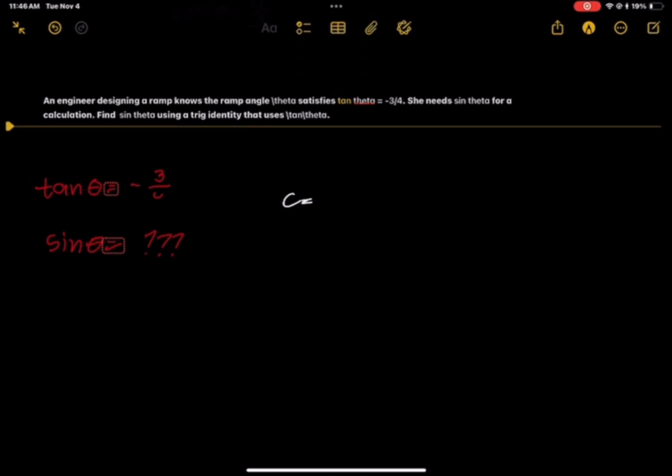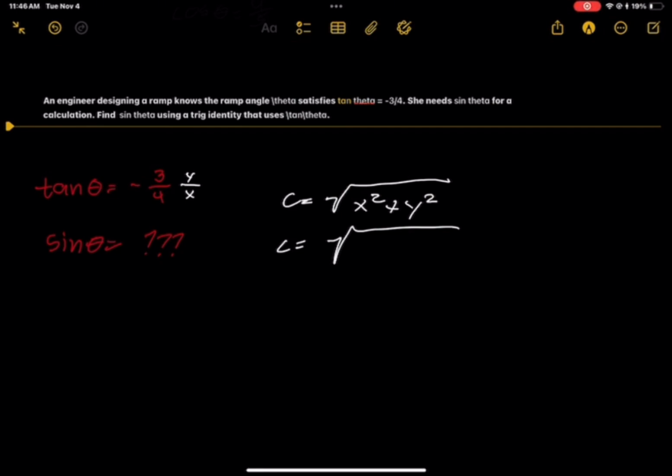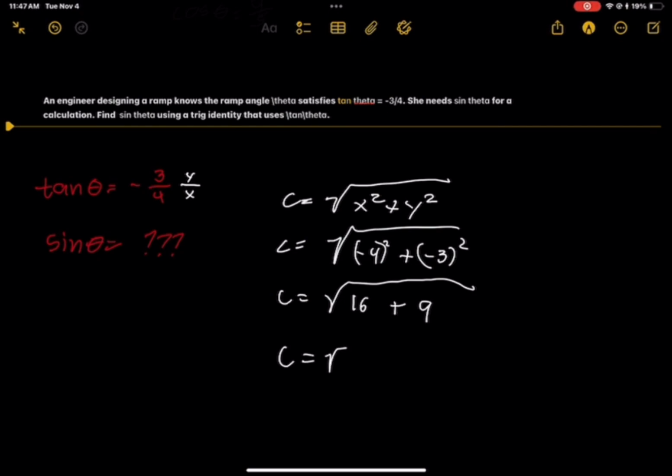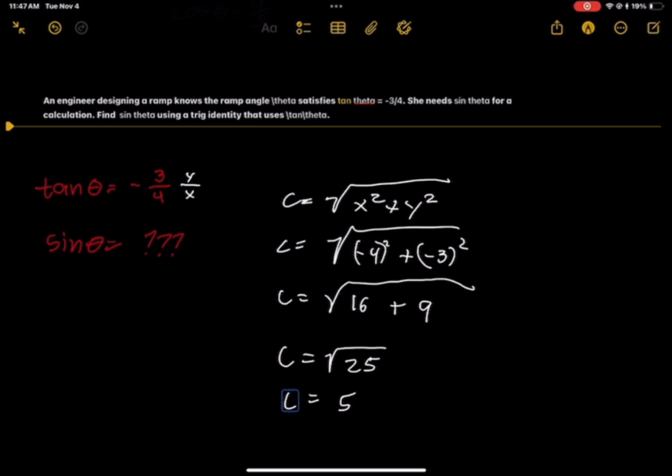Now, we will solve it by using this formula. Our formula is c equals the square root of x squared plus y squared. And now, we will substitute our given in our formula. So, our 3 is our y, while the 4 is our x. So, negative 4 squared plus negative 3 squared. If we square this, it will be 16 plus 9. Now, we add both of those, it will become 25. So, the square root of 25 is 5. Therefore, our c is 5.